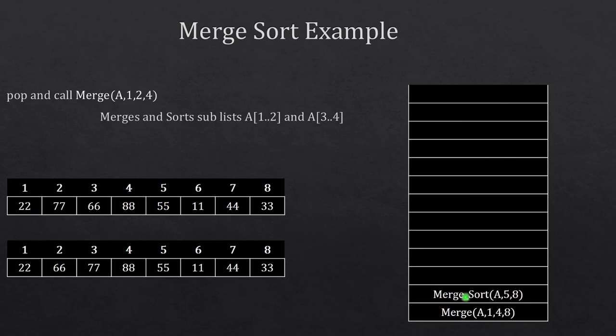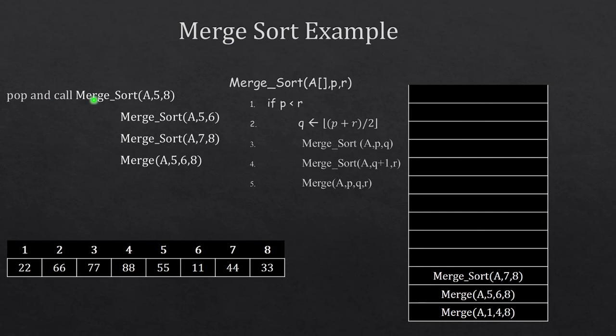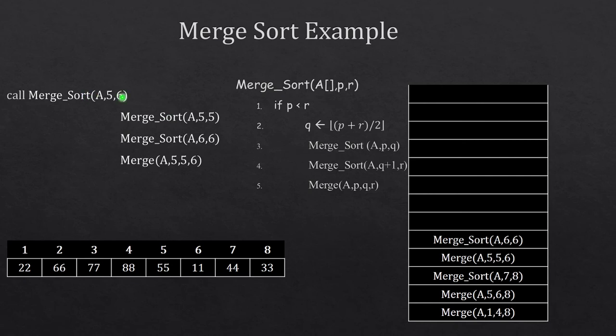This call will be made. So pop and call merge sort of a comma 5 comma 8. 5 less than 8 is true. So it will generate these 3 function calls. These 2 function calls will be pushed to stack. So it will execute merge sort of a comma 5 comma 6. Merge sort of a comma 5 comma 6 will generate these 3 function calls. These 2 will be pushed to stack and this will be executed.